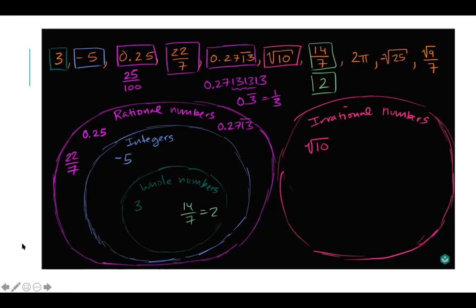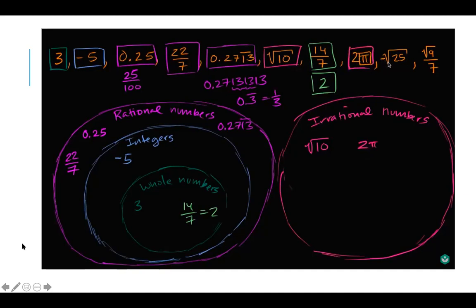Now 2 pi. Pi is an irrational number. So if we take an integer multiple of pi like that, this is also going to be an irrational number. If you looked at its decimal representation, it will never repeat. So that's 2 pi right over there.